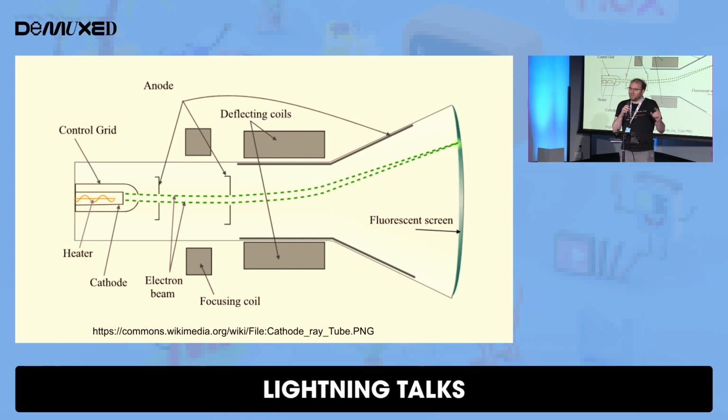We also need to focus it to a point, so there are extra plates with more high voltage on them that focus it down to a narrow point, and then we finally use magnetic deflection to aim that point around the screen. So basically, when a charged particle is in a magnetic field, it bends.